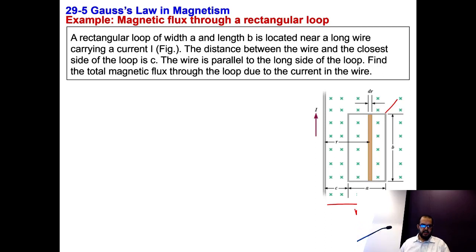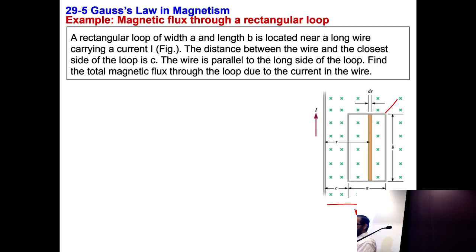The wire is parallel to the long side of the loop. Find the total magnetic flux through the loop due to the current in the wire. First of all, by pointing the current in the direction of your thumb, you can see the direction of the magnetic field is into the page. I know the direction, but they are asking for the flux. Why can I not use B times the area of this loop?